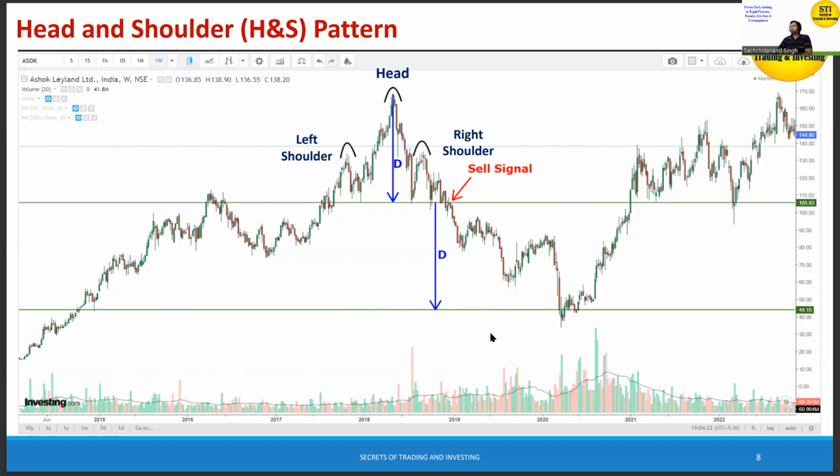So this is the head and shoulder pattern. Is there any question on this one? Just an observation: are you saying that head and shoulder happens only with an all-time high?